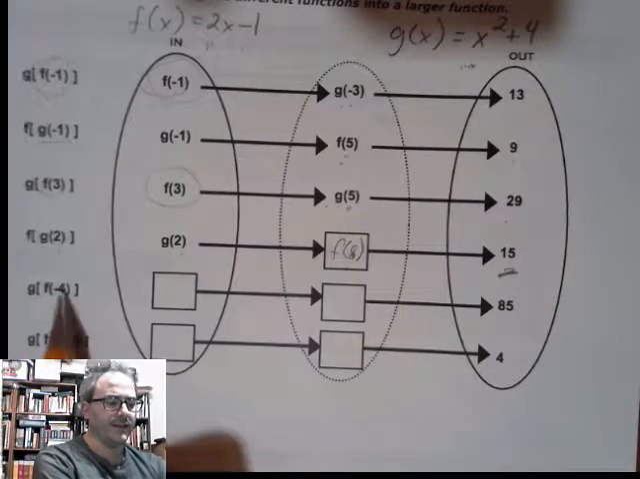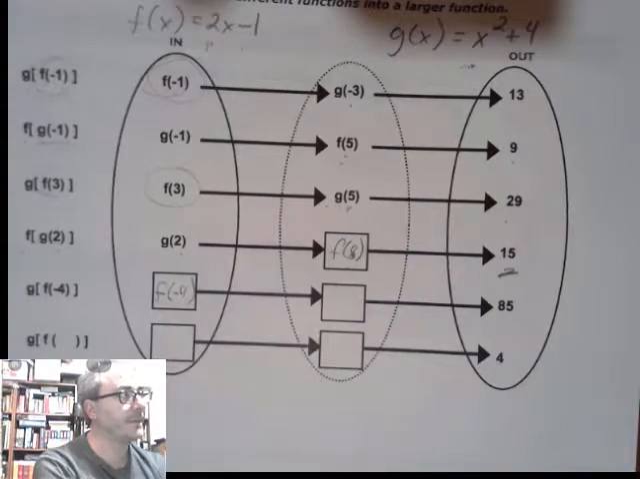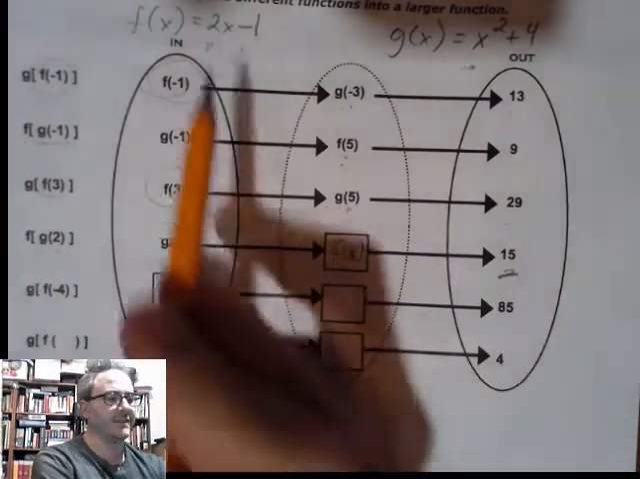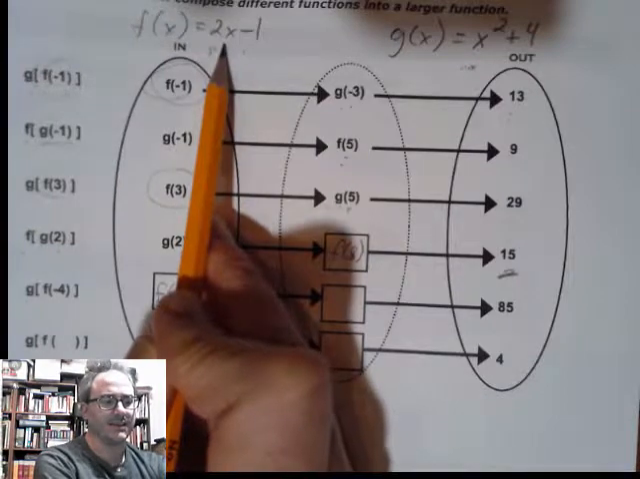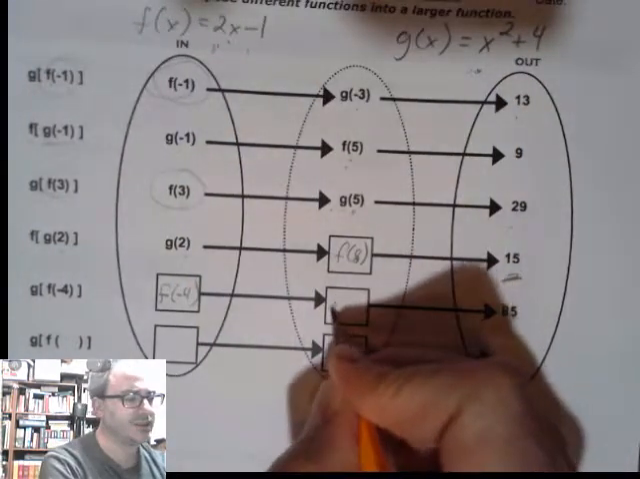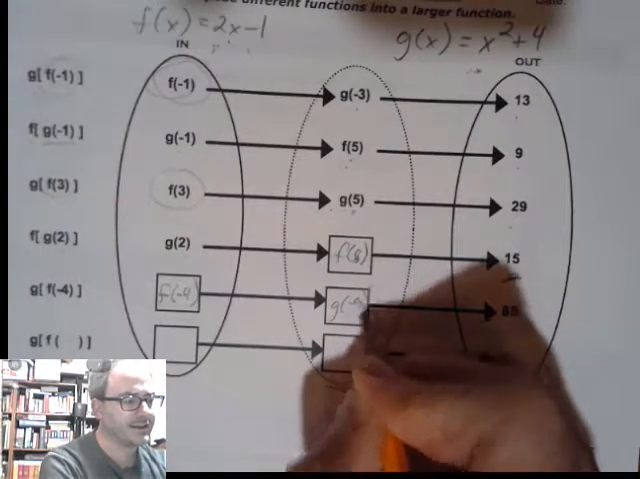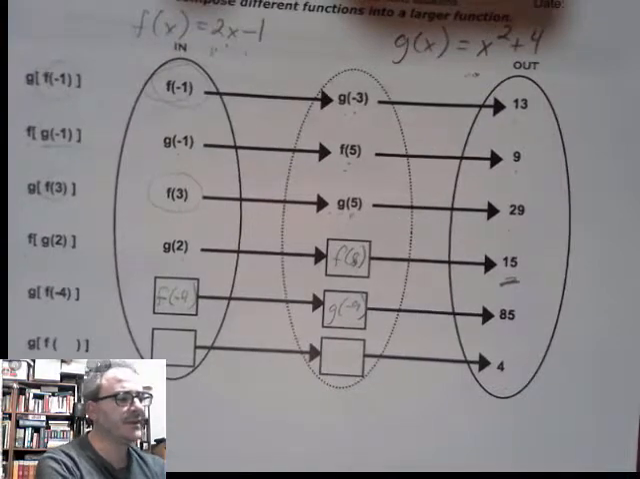The g of f of negative 4. So first step is the f of negative 4. I plug negative 4 into f of x. Negative 4 times 2 is negative 8. Negative 8 minus 1 is negative 9, which gives me the g of negative 9. Use your calculator if you don't know.